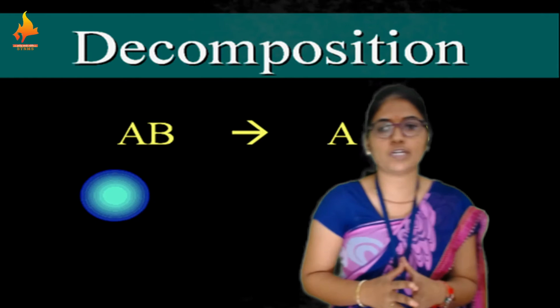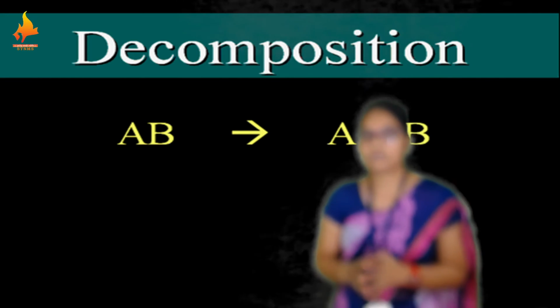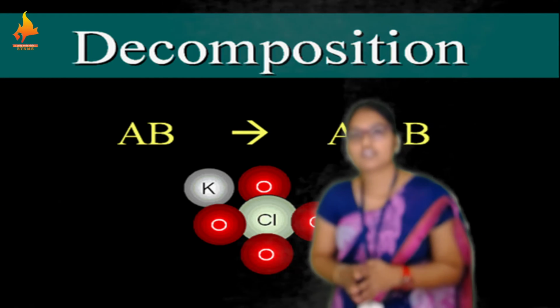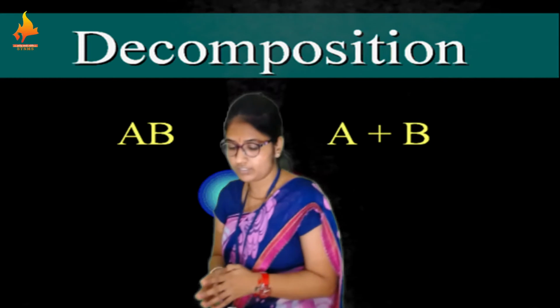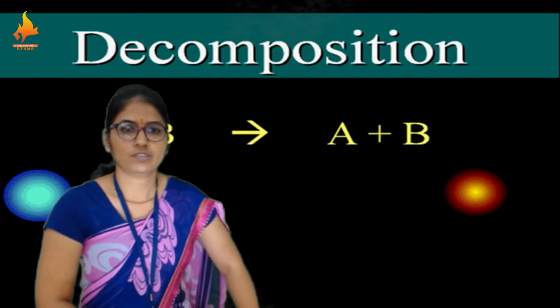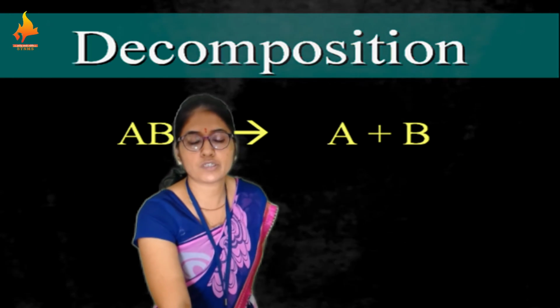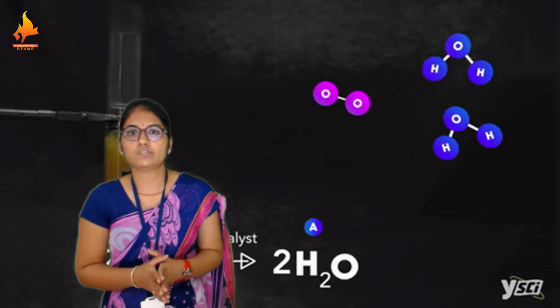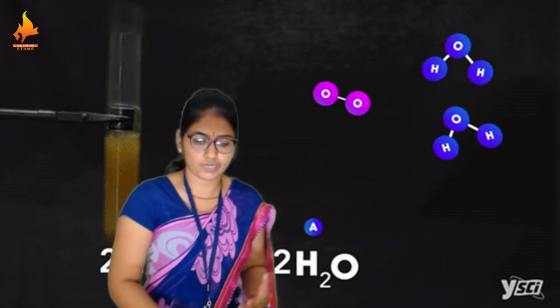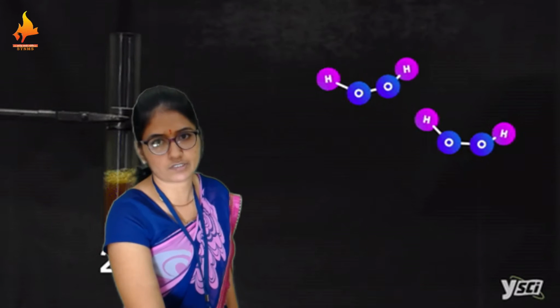Potassium chlorate, KClO3, will break down into KCl and oxygen molecules will separate out. This is a decomposition reaction: breakdown of a single reactant molecule into two or more different products. Next example, H2O2, hydrogen peroxide. It will be decomposed into water and oxygen molecules when we provide heat in the presence of a catalyst. So this is a decomposition reaction.